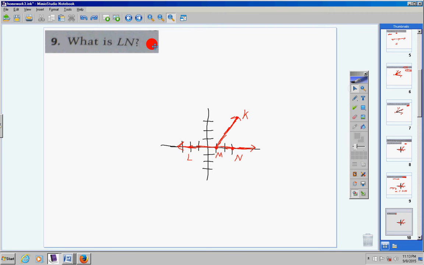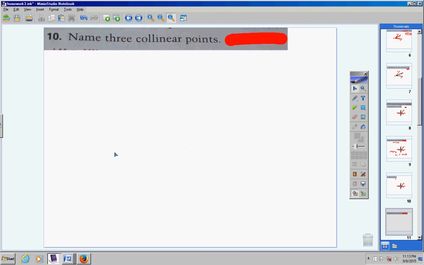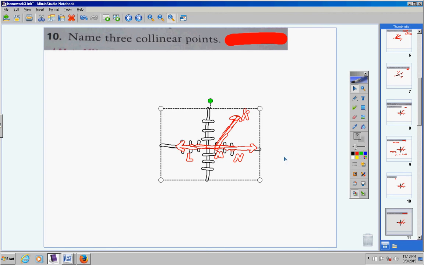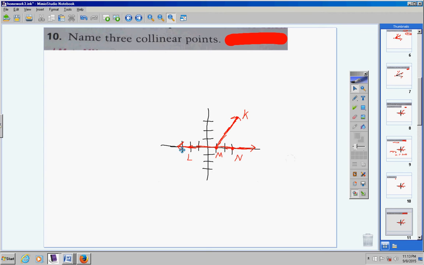So what is the length of LN? The length of LN is 5. Alright, moving on to number 10. Name 3 collinear points. In other words, name 3 points that lie on the same segment or the same line. Well, that's pretty easy. What 3 points do you see lying on the same line? L, M, and N are collinear points.